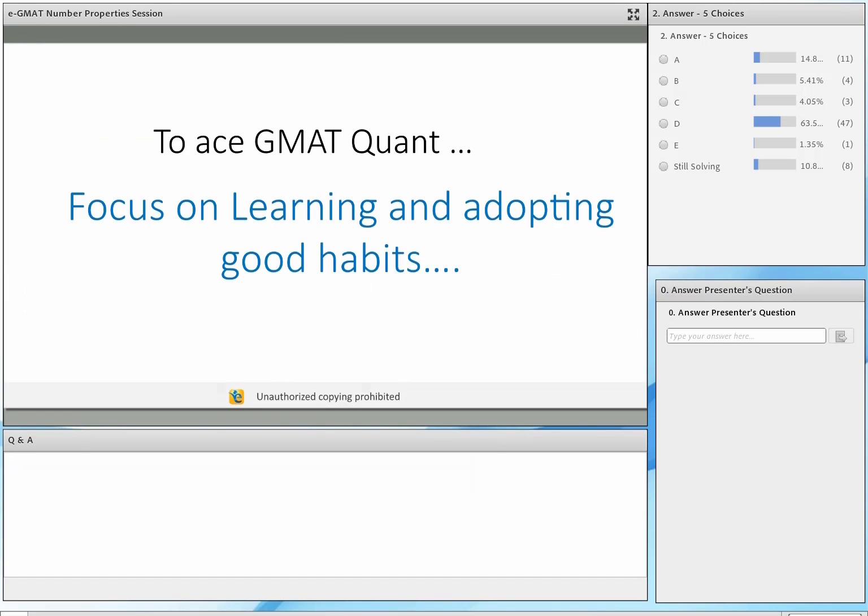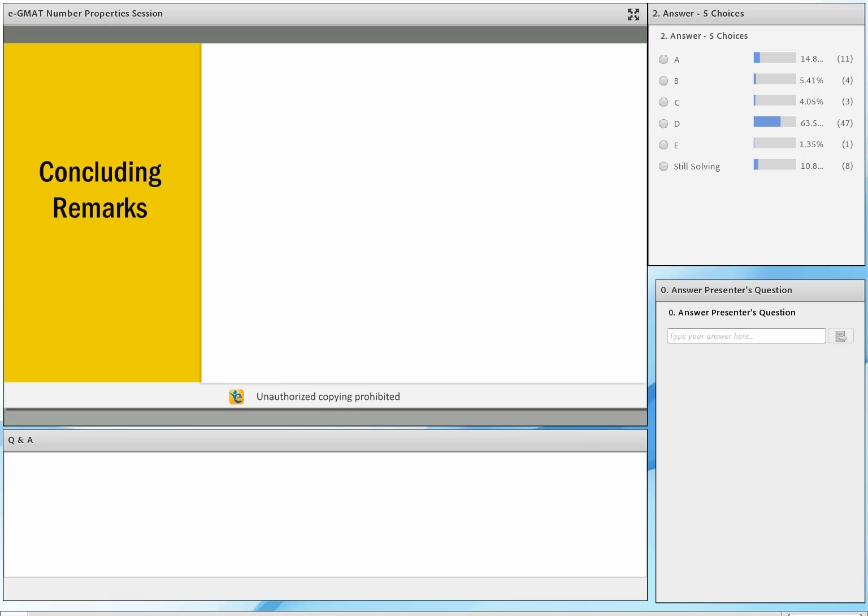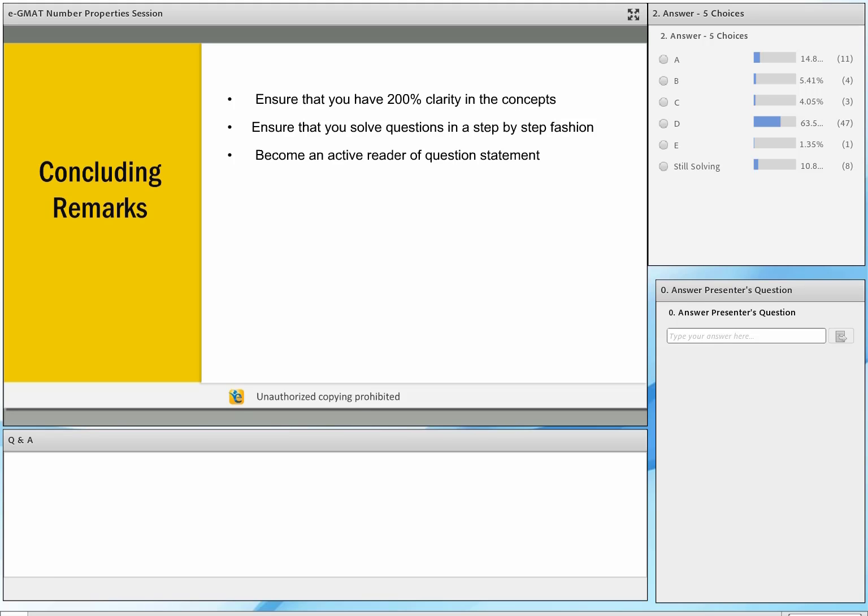So again, to ace GMAT quant, focus on learning the right concepts, learning concepts the right way. That 200% clarity in concepts is very, very essential, and adopting good habits. By adopting good habits, what I mean is utilizing those process skills appropriately, building your ability to apply those process skills. That's very, very important. Okay, so again, ensure that you have 200% clarity in concepts, ensure that you solve questions in a step-by-step fashion. Become an active reader of the question statement. Spend that extra few seconds on the question statement.